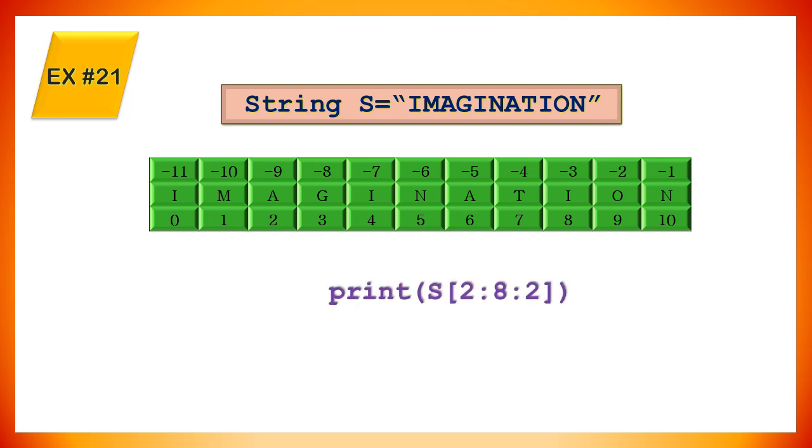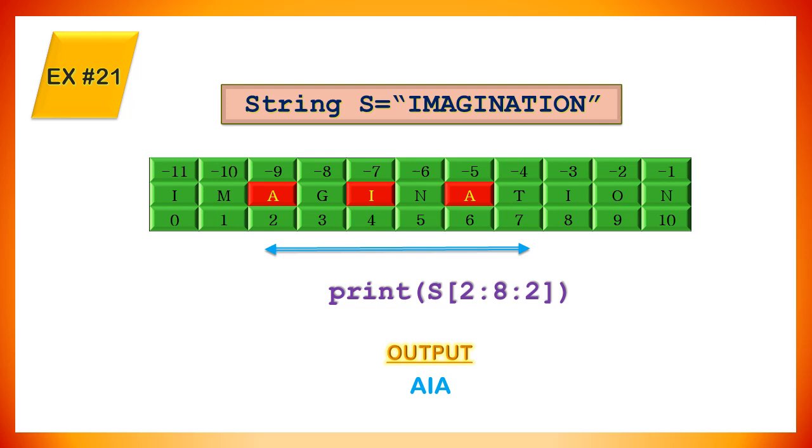Example 21, S[2:8:2]. Starting index is 2, ending index is 8 minus 1, that is 7, and the step value is 2. So index 2 is generated, 4th index will be generated and 6th index will be generated. So the characters AIA will be extracted and will be returned as a string in the output.